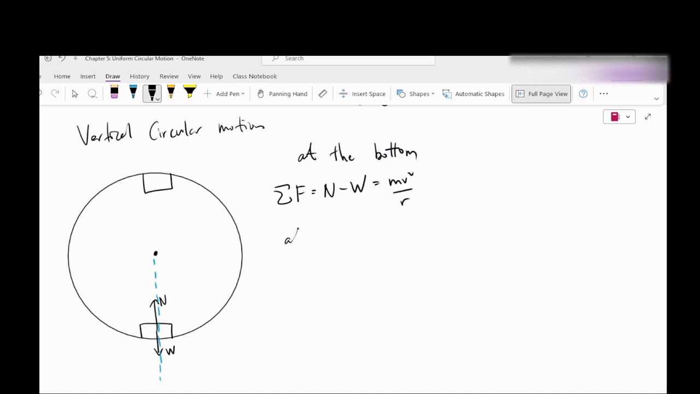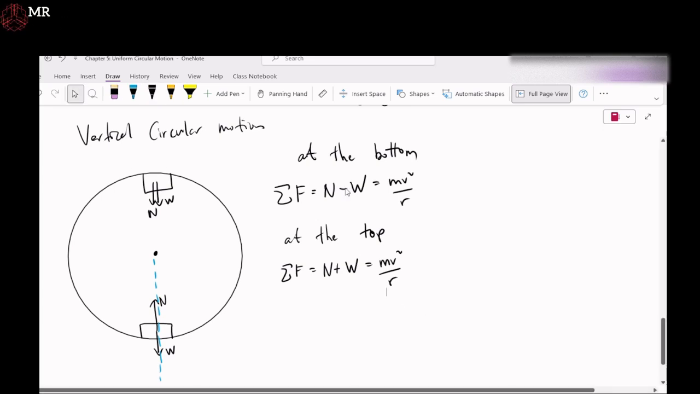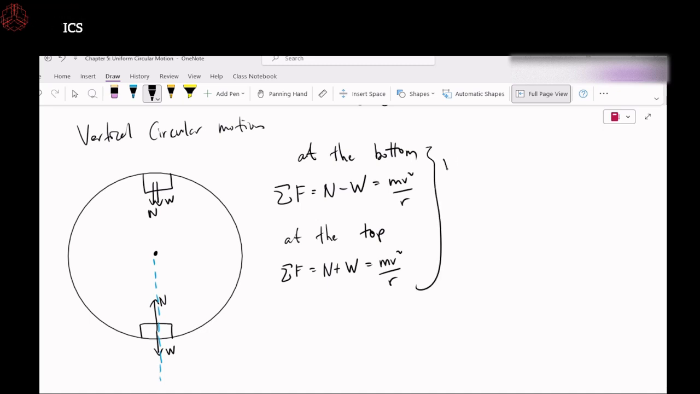Now what about the top? At the top, I will have weight going down and the normal force also going down. Now, instead of a minus, I will have N plus W equals mv squared over r. So this is for the roller coaster cases.